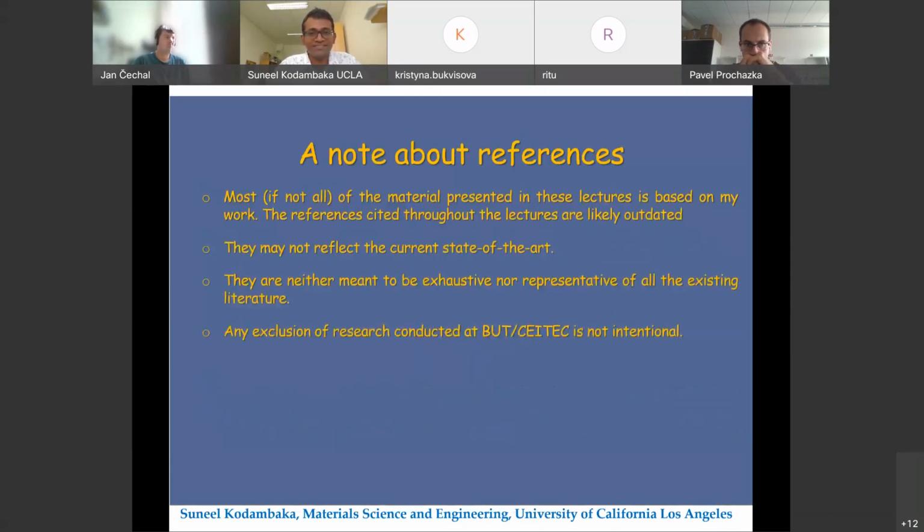Again, a note about the references. Most of the references are taken from relatively old literature, so they may not reflect the current state of the art. I know that SATEC and BUT folks have worked on nanowires, and it's not intentional if I've left out any or all of the references.